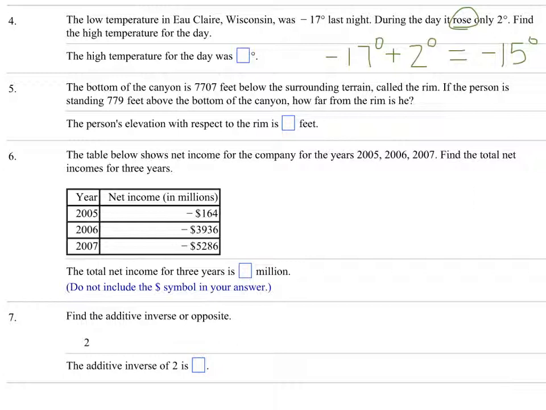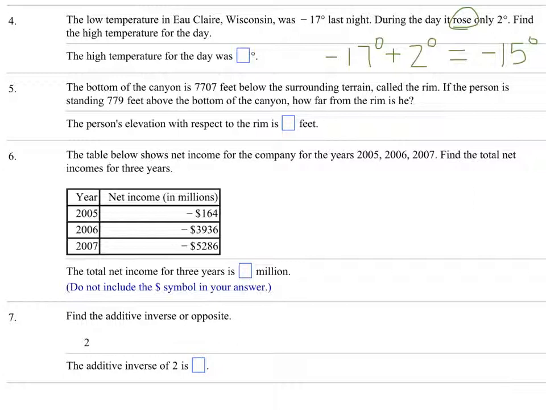On number 5, it says the bottom of the canyon is 7,707 feet below the surrounding terrain, called the rim. If the person is standing 779 feet above the bottom of the canyon, how far from the rim is he? Sometimes on the word problems it's nice to draw a picture.